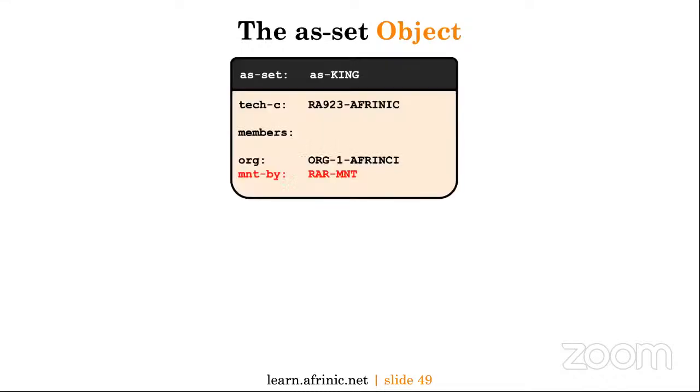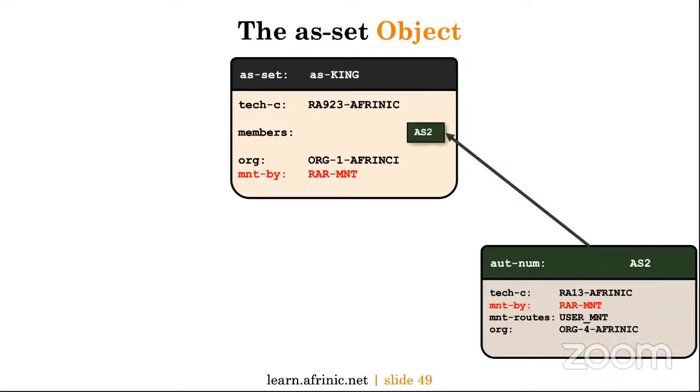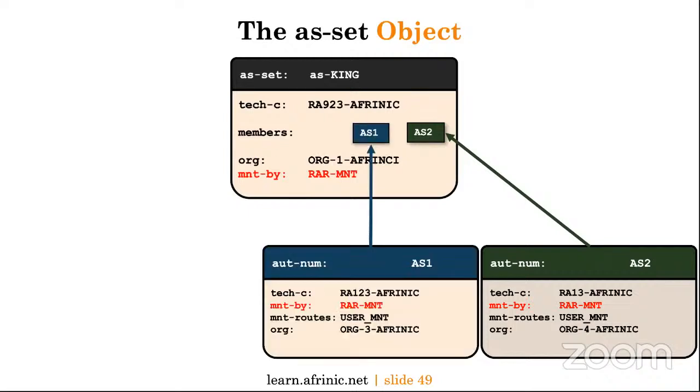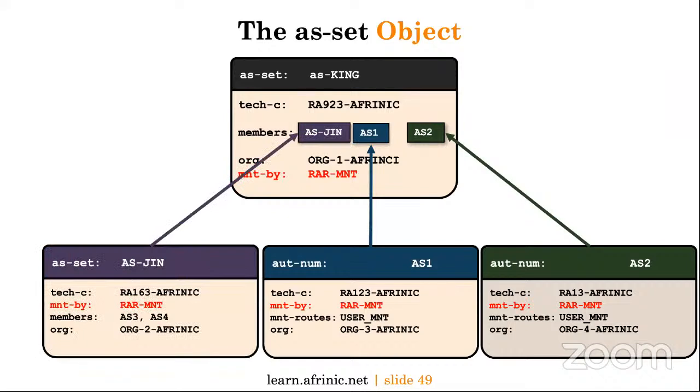So let's drive the point home. You have AS-set AS-king here, for example. Now you can see that the set includes AS2, which will be referenced here. The same thing with AS1. And like in the previous example, you can see that AS-gene is an AS set, not an autnum, so you can include that in the set to define your AS set.